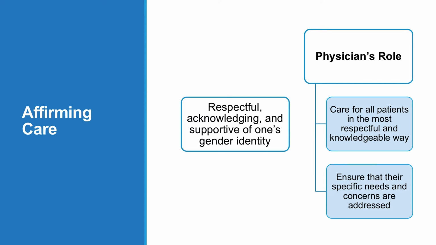Affirming care. Many transgender or gender non-conforming people may seek care from an OBGYN. They may have gynecological concerns, such as vulvar pain or abnormal bleeding, need obstetric or fertility-related care, present for routine screening, or request gender-affirming care, including hormones and surgery. We will go into each of these in more detail in the upcoming modules. The term affirming care relates to care that is respectful, acknowledging, and supportive of one's gender identity. Our role as physicians is to care for all of our patients in the most respectful, knowledgeable way and to ensure that their specific needs and concerns are addressed.